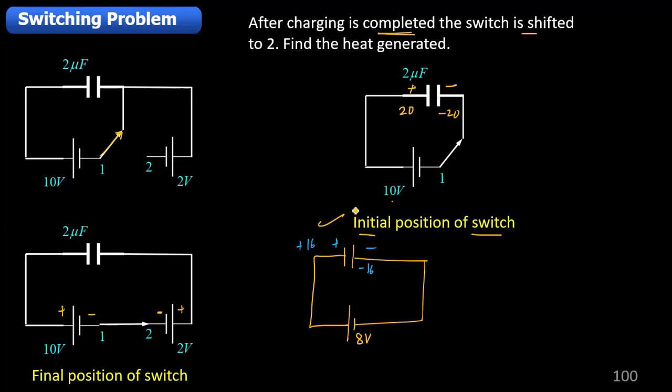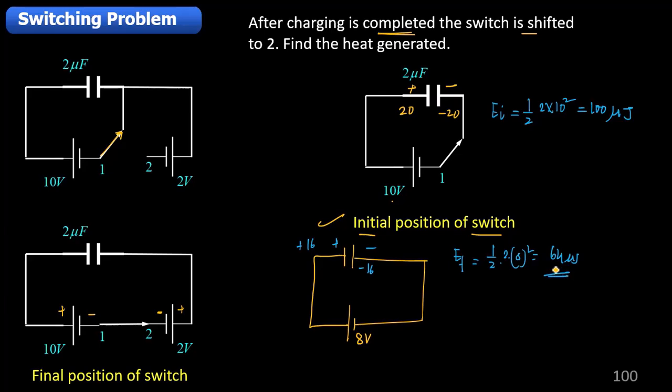Initially the charge is 20 microcoulomb, so now I can calculate the initial energy of the capacitor. That is equal to half C V square, where C is 2 and V is 10. That means 100 microjoule. So this is the initial energy. Similarly, the final energy E final is half C V square. C is 2, but now V becomes 8, and V square is 64. So it is 64 microjoule.